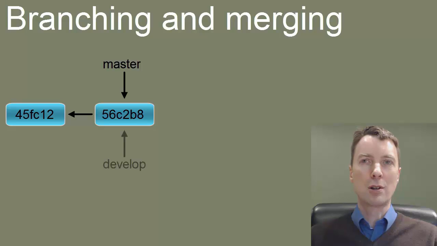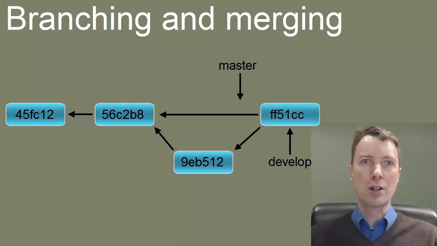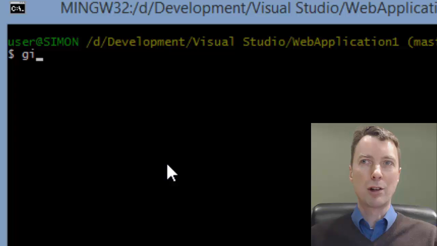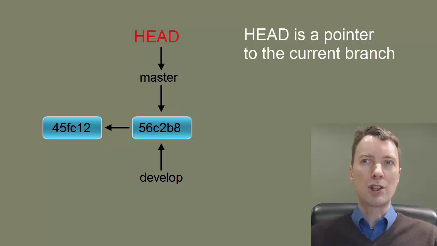An additional branch, called develop, could be created while adding a new feature. Once this feature has been tested, the develop branch can be merged into the master branch. The steps might be clearer if I use git commands, so I'll open a terminal and create a new branch named develop. Git keeps a pointer to the current branch, called head. By checking out the develop branch, the head pointer moves from master to develop.